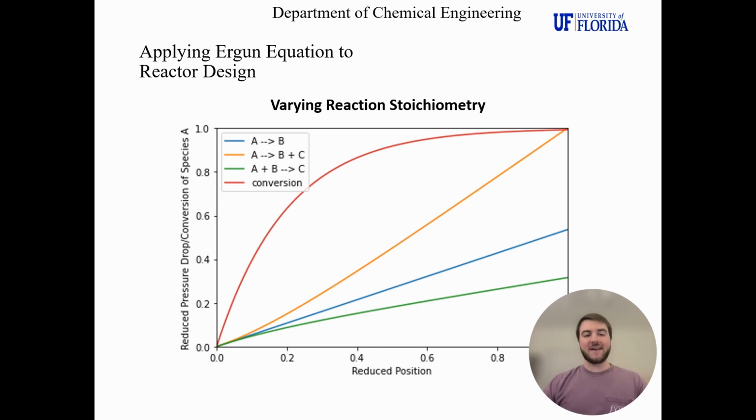And finally, as we're designing a reactor, let's look at the effects of reaction stoichiometry on pressure drop. So if we have an A to B reaction, this is assuming an ideal gas phase reaction, where we're not creating or removing moles from the gas phase. We see a linear increase with pressure drop with respect to position, unsurprisingly. And also unsurprisingly, if we have an A to B plus C, for example, cracking, or an A plus B to C, for example, hydrogenation, where we're either adding or removing moles from the gas phase, we see a relative increase or decrease in pressure drop.